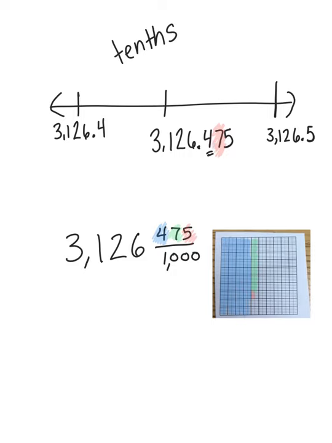When I'm rounding to the nearest tenth, if the digit in the hundredths place is 5 or above, I will round up to the next tenth. If the digit in the hundredths place is 4 or less, I will round down to the nearest tenth. And in this case, my digit is 7, and so I need to round up to 3,126 and 5 tenths.